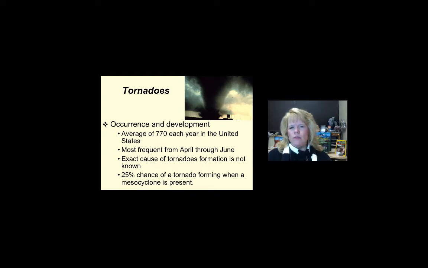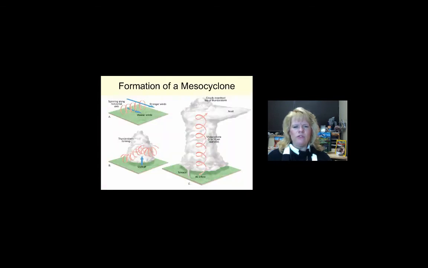But we know whenever there's a mesocyclone present, there's about a 25% chance of a tornado forming. So we're going to look at mesocyclones and show you how they form. You get spinning winds along the side of the ground here, because you get sideline winds. That's one of the key things of forming a mesocyclone. Some of that warm air from the ground will push those sideline winds upwards and start to make a vertical rotation of a cloud. That's when you get into the mesocyclone point.